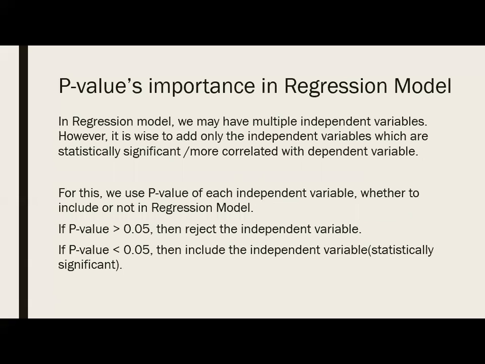P-value's importance in regression model. In a regression model, we may have multiple independent variables, as discussed just now. However, it is wise to add only the independent variables which are statistically significant or more correlated with the dependent variable. So for this, we use the p-value of each independent variable to decide whether to include it or not in the regression model. So now we will just exclude the null hypothesis concepts here. Just consider the p-value. If it is greater than 0.05, you reject it. If it is less than that, you include that independent variable. Simple as it is.